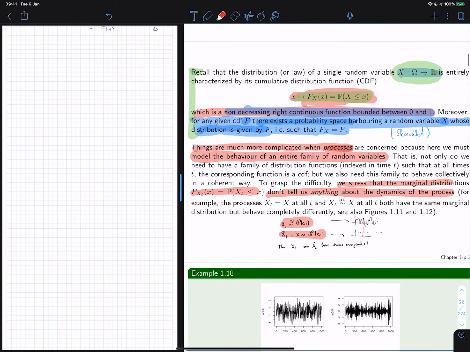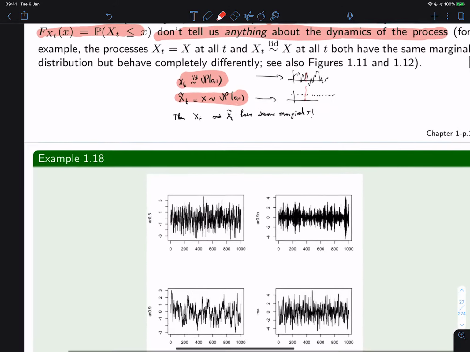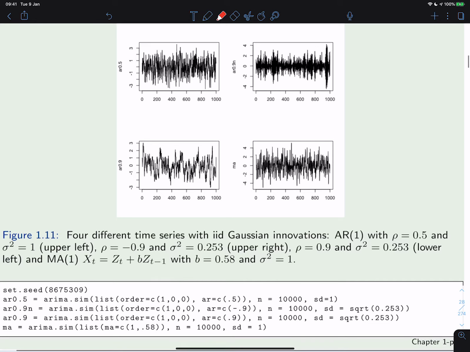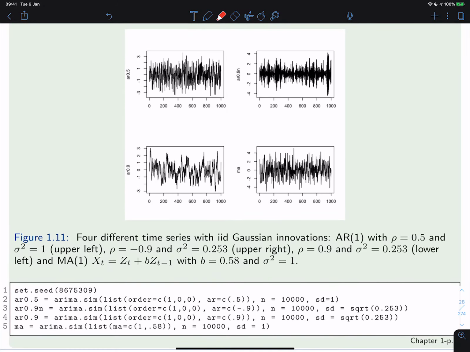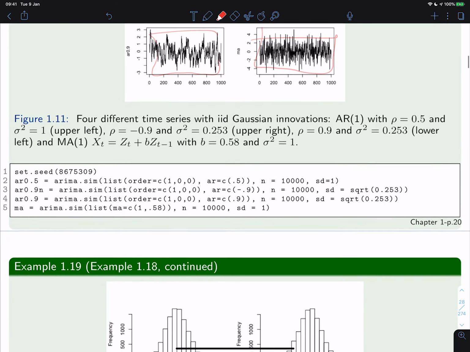So it's not only the marginal that we need to understand, we need to understand the whole behavior of the process. Here's an example of 4 different time series which have the same marginals. And we see that they don't look alike. This guy does not look like this guy, which does not look like this guy, and does not look like this guy. So we need much more than simply the distribution of the marginals.